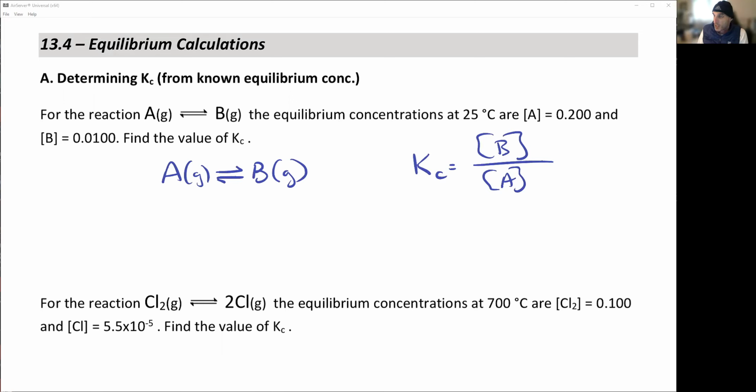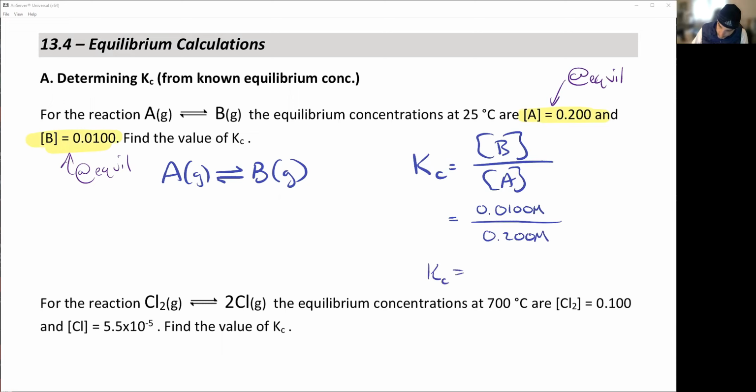The equilibrium concentrations are, well, we have this, which is at equilibrium, and we have the concentration of B also at equilibrium. So actually life is super easy right now. We know that we have these concentrations. The concentration of B is 0.0100 molar. The concentration of A is 0.200 molar. And so we can just solve for Kc simply by plugging those values in.